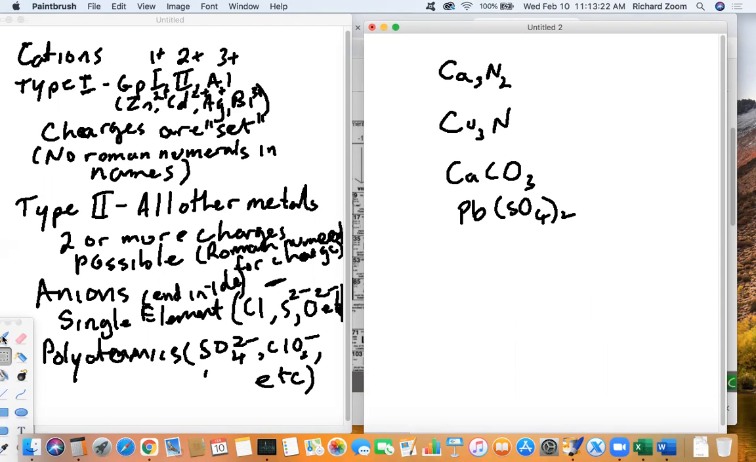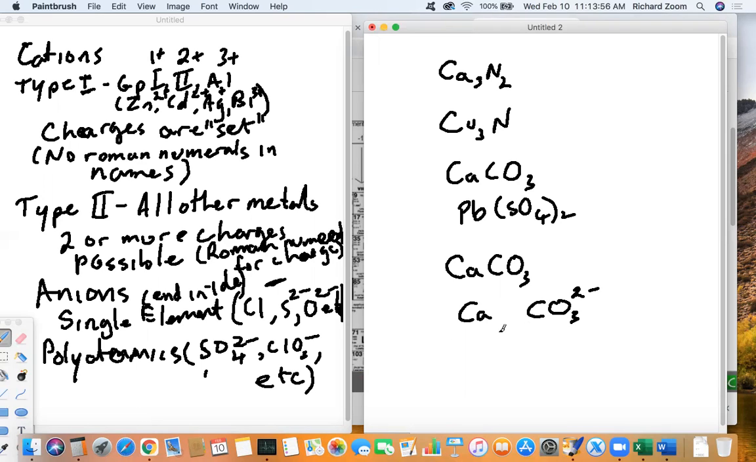Now with CaCO3, I include this one because I want to make a point about polyatomic ions and how many there are. If I've got CaCO3, what that would be as a picture is 1 Ca and 1 CO3. There aren't 3 COs here. If there was more than one of these, then there would be parentheses around it and a number on the outside, and that's what I'm looking at here with the PbSO4.